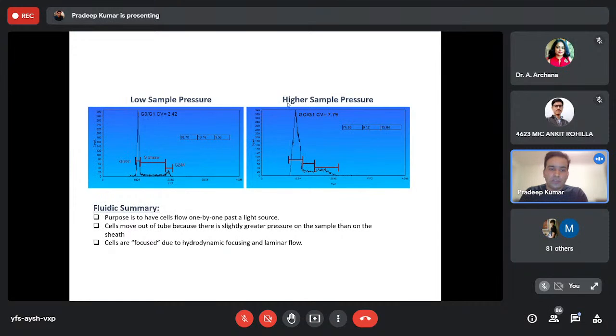You can see G0, G1 phase in the first picture, where it is running at low sample pressure, is 68.7%, S phase is 19.16, and the G2M phase is 9.56. But what happens when you push more cells through the instrument? There is a compromise in the resolution of the instrument. If you look at the G2M percentage in the second picture, it has increased to 15.14. So that's not true. It depends what kind of application you are doing with flow cytometry, and your sample rate changes according to that. Okay.